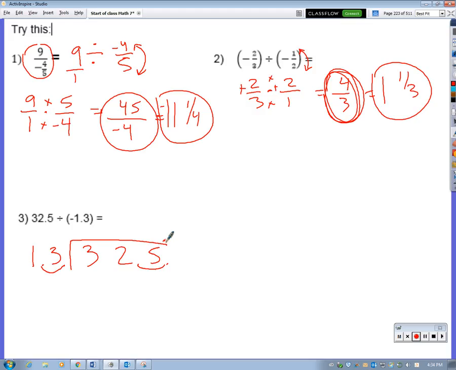13 obviously doesn't go into 3. It goes into 32. How many times does it go? It goes 2 times. Okay, 2 times 13 is 26. Subtract. Got to borrow here. Remainder of 6. Okay, now I'm going to drop down my 5. 13 just happens to go into 65 exactly evenly. It goes in 5 times. Okay, so 13 times 5 is 65. Subtract to get 0. And there's our answer.